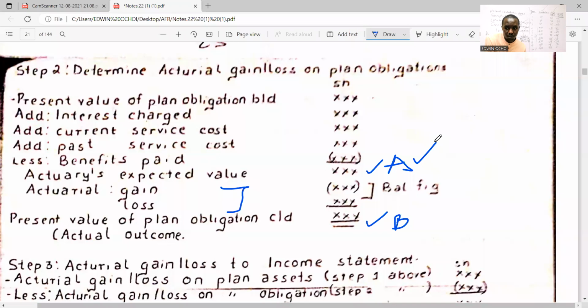Because the actual outcome is more. The obligation at the end is more than what you expected. So that one is a loss. And if the actual outcome is less than what you have computed, that is a gain.